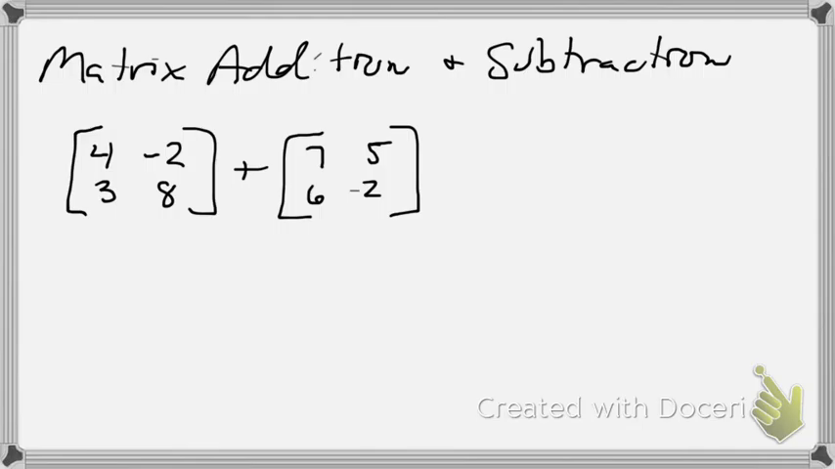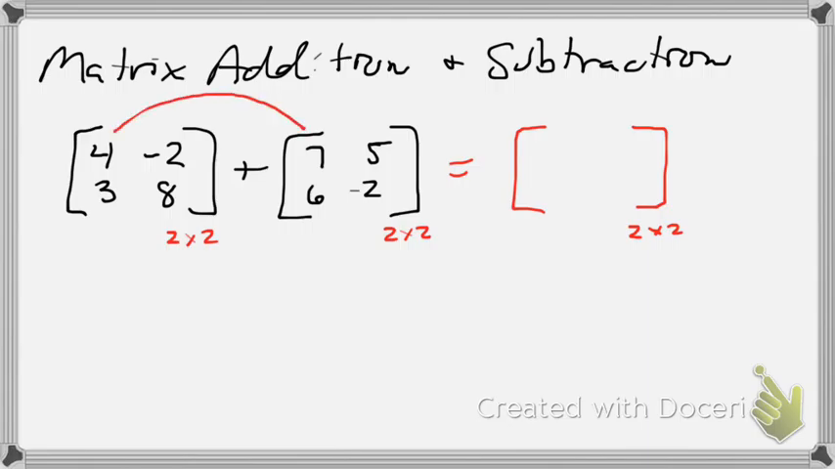And all you do, first of all, the answer is going to be the same size. 2 by 2 plus a 2 by 2 is a 2 by 2. When we get into multiplying matrices, that's not always the case. Multiplying matrices, which is what we're going to do tomorrow, that's a completely different animal. That's why you did not do that with Mr. Sin, because that's harder. Put that away.